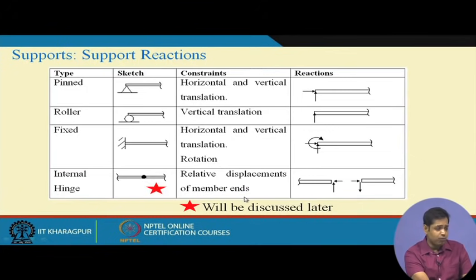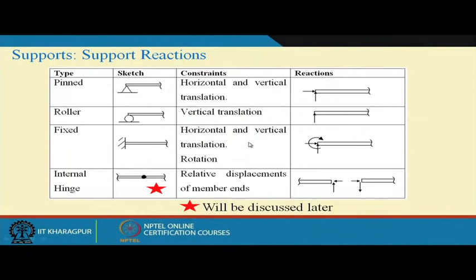While attempting to solve problems, we will discuss internal hinge and what is their effect. Another important thing, majorly we discuss here three kinds of support: fixed support, roller support and hinge support. There could be different other supports as well, for instance, the support on elastic foundation. Those things we will discuss later, but for the time being we have only three supports: fixed, pin and roller.